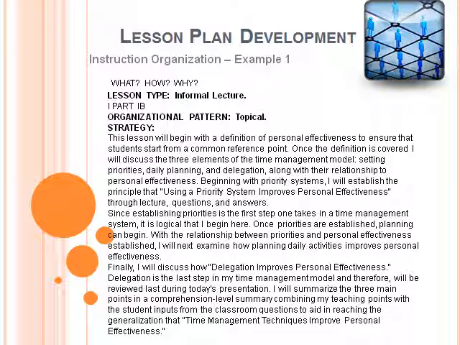Finally, I will discuss how delegation improves personal effectiveness. Delegation is the last step in my time management model, and therefore will be reviewed last during today's presentation. I will summarize the three main points in a comprehensive level summary, combining my teaching points with the student inputs from the classroom questions to aid in reaching the generalization that time management techniques improve personal effectiveness.